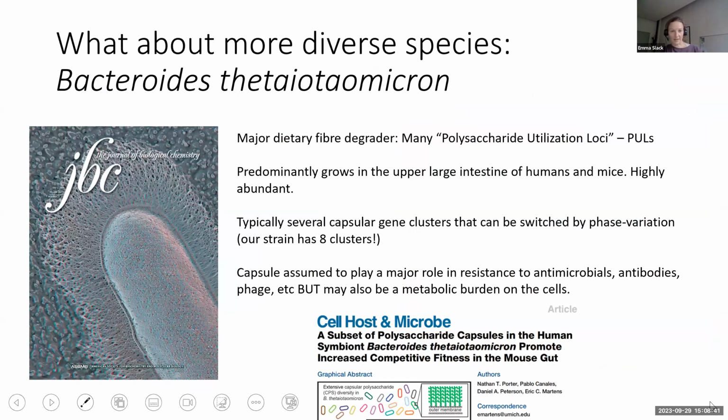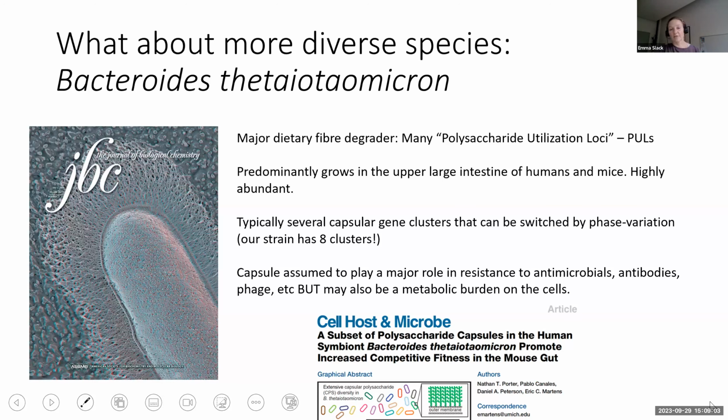So for the last few minutes, I want to change topic a little bit and say, okay, we set all this up with Salmonella. We're now doing some work with E. coli that's really very similar. What about more diverse species? And we've done a little bit of work with a commensal bacterium called Bacteroides thetaiotaomicron. I'm going to call it B theta for the rest of the talk because it's a bit easier to say.